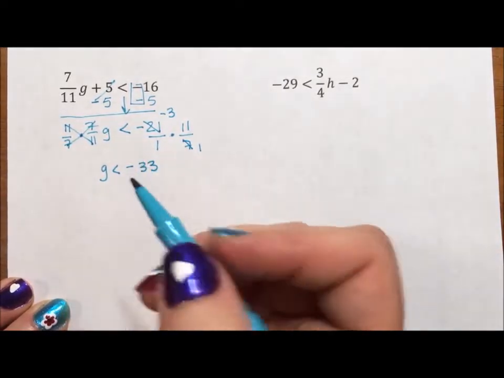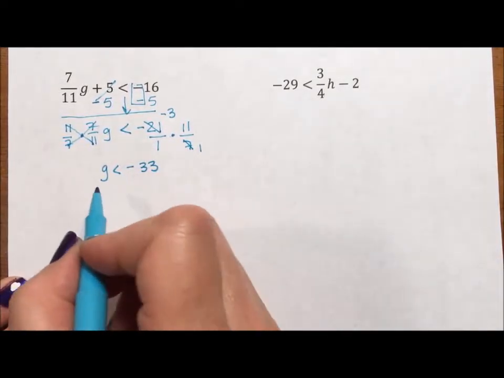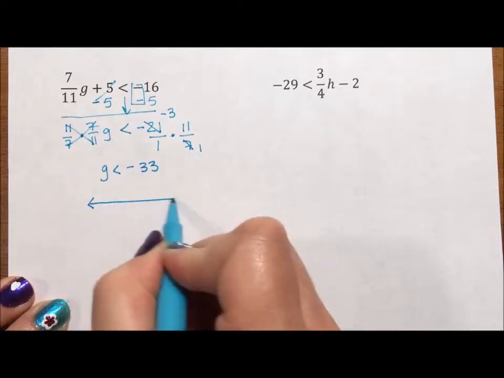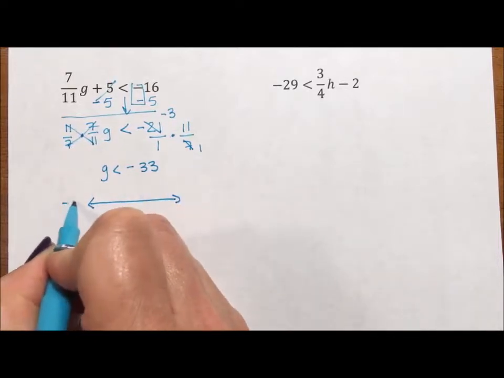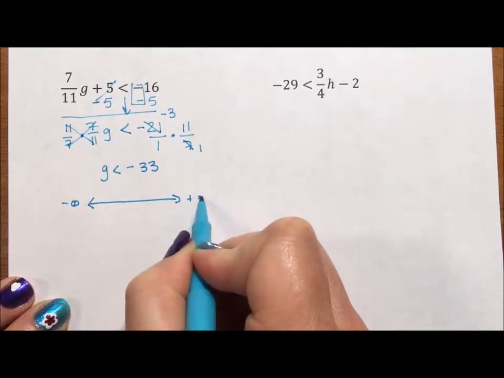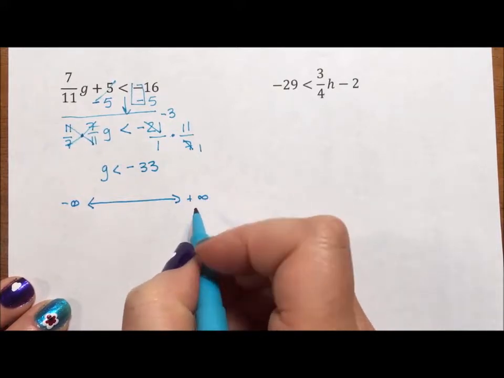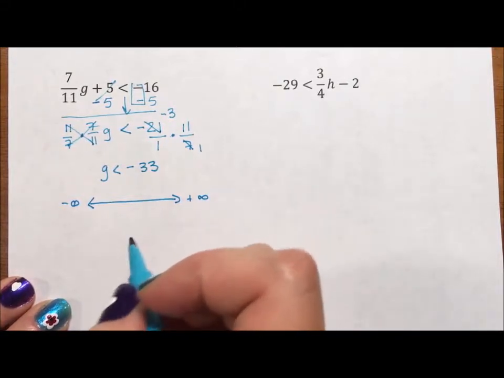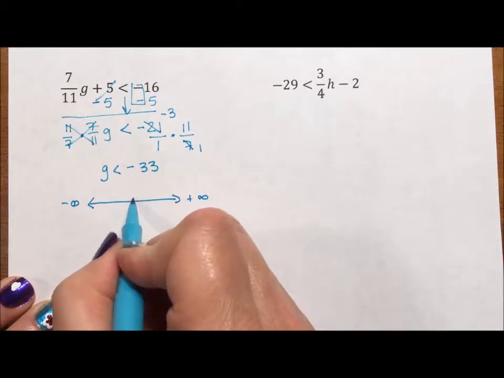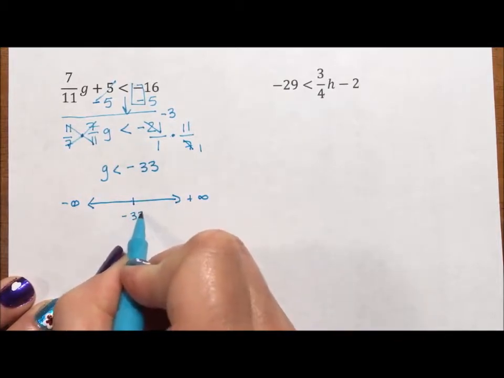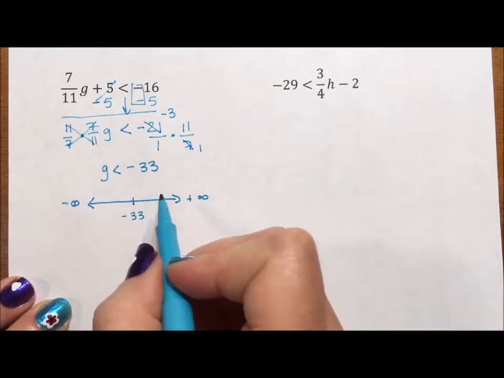Nice. Now I am going to draw a number line to get me into interval notation. I'm going to put negative infinity and positive infinity. Even when I'm not told to do a number line, if I need to do interval notation, I find the number line is the easiest way to get me there. I'm going to put a tick mark for negative 33. That's all I need. I don't need any others.